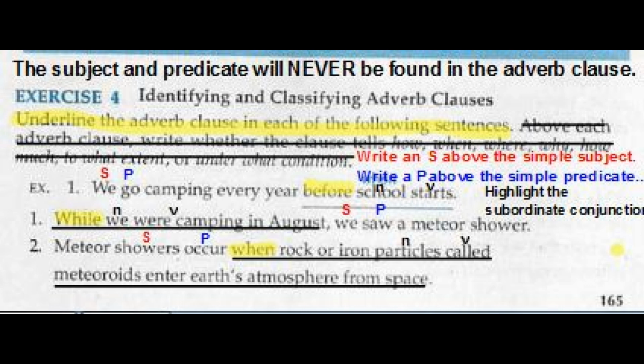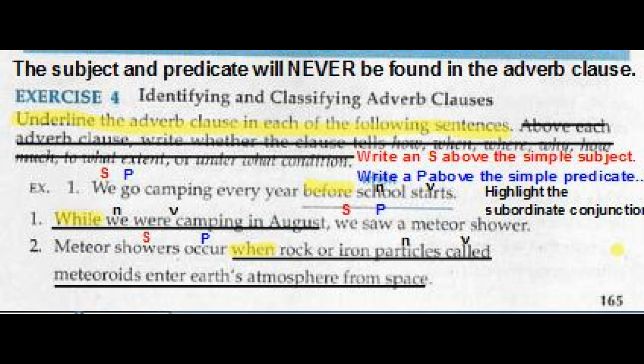Okay, let's look at the example. We go camping every year before school starts. Now obviously the first thing to do is kind of look for a subordinate conjunction. You find it there, before, highlight before. And you'll notice after before you have to have a noun and a verb in there somewhere. School starts, and that's the noun and the verb. But now you can find more easily the subject and the predicate in the sentence, the simple subject and predicate. We go. So I write my S above we and my P above go for my subject and predicate.